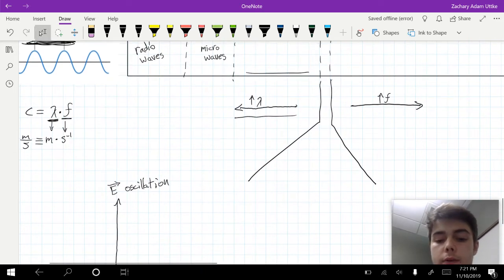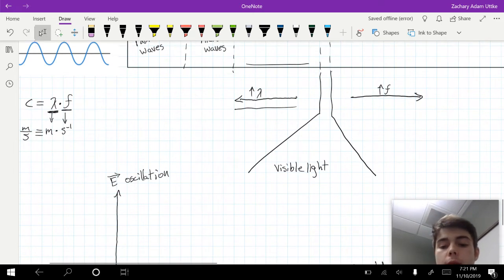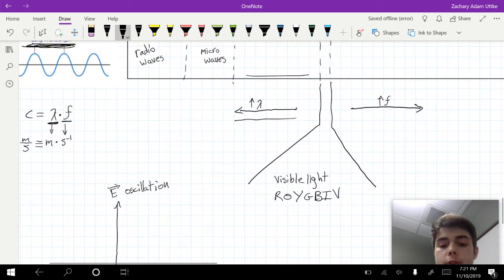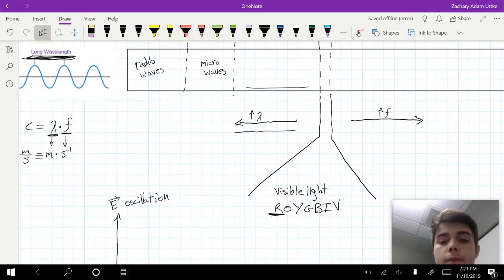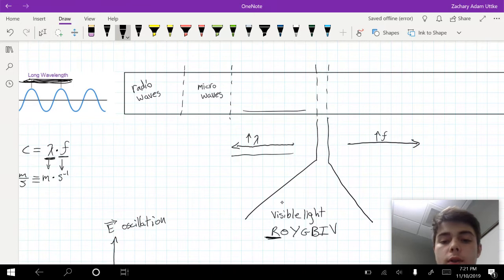At this point, this is going to be the visible light part of the spectrum. The way that is explained is through Roy G. Biv, something that we've known for a long time. At this low end right here, where we have a long wavelength, we have red. Preceding this, what do you think is going to be right here? Preceding it will be infrared light.